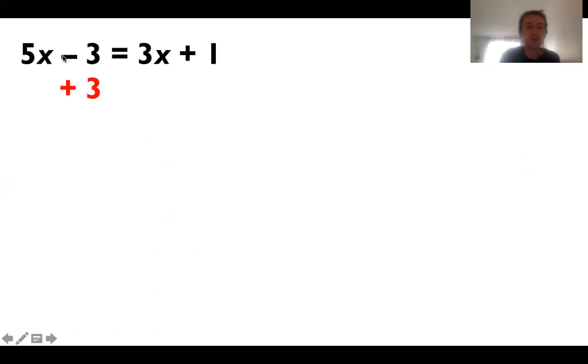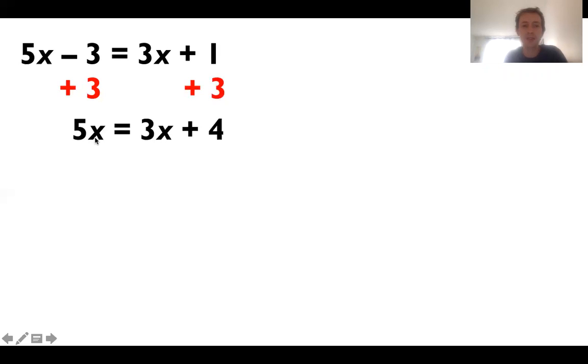What should we do first? How about we get rid of this -3 over here? Well, the opposite of a -3 is a +3. And if I do that to the left, I also have to do it to the right. So on the left now, I'm left with just 5x. On the right, I've got 3x plus 1, but now I've added 3, so it becomes 3x plus 4. We're still nowhere near done yet.